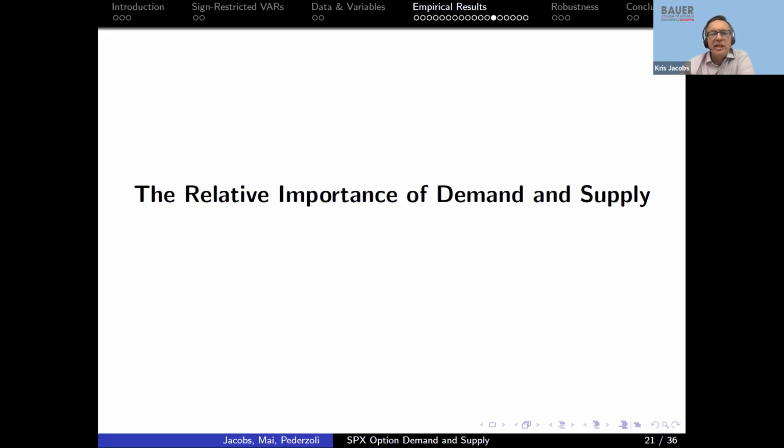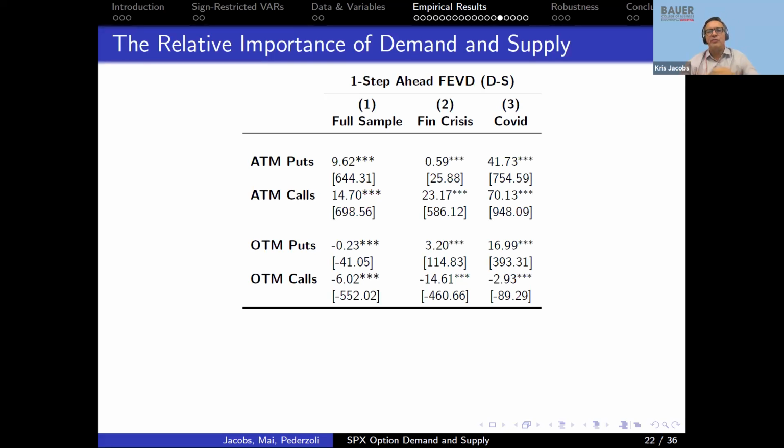What else can we do? Well, we can say something about the relative importance of demand and supply in these markets. So this is a very simple story. Again, here I have the full sample on the left, and then I have the financial crisis and the COVID crisis. This is basically a direct output from a vector autoregression where you can check whether demand or supply are more important by looking at the percentage of the variation that's explained by demand and supply. When you get a positive sign here, it means that demand is more important than supply. When you get a negative sign, supply is more important than demand. Interestingly, for at-the-money puts and at-the-money calls, we got a positive sign here for the full sample. For out-of-the-money puts and calls, we get a negative sign.